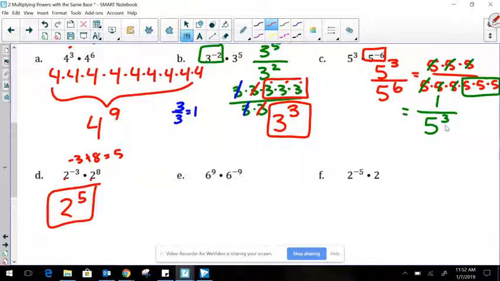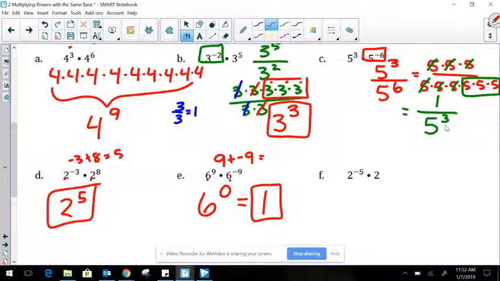All right, then E, let's add our exponents. Since our bases are the same, 6 is my base. I'm going to add 9 plus negative 9. What's that? 0. Good. Okay, so 6 to the 0. And from yesterday, we know what that is. 6 to the 0, any number to the 0 is always 1. Good. And that's my answer.